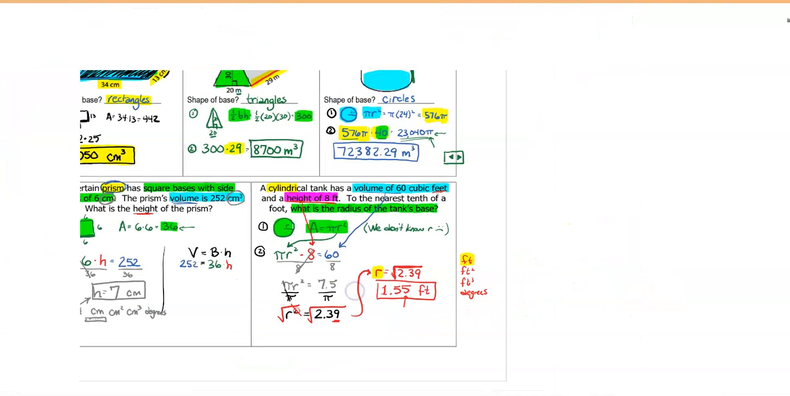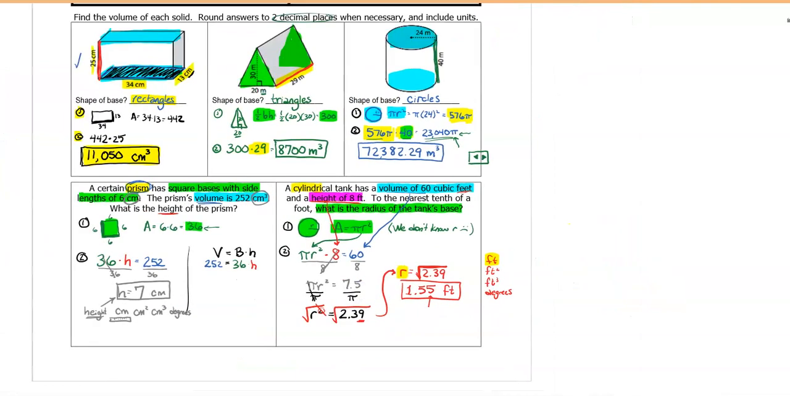And that does it for prisms and cylinders. So you can go ahead and get started on the C.1 homework. And then C2, we'll just take a look at some other shapes. See you then.